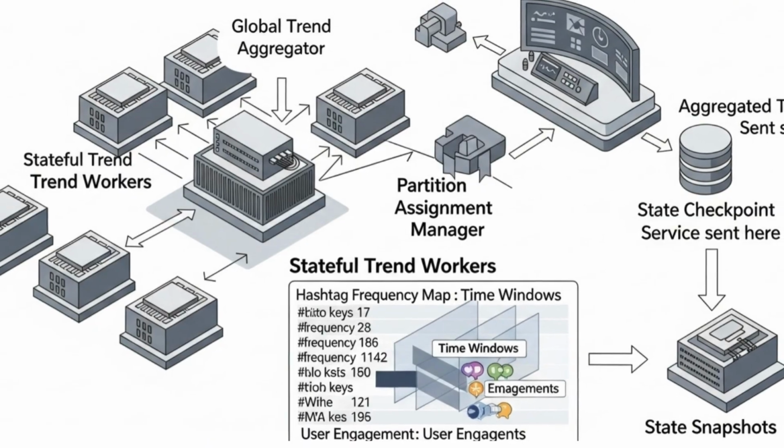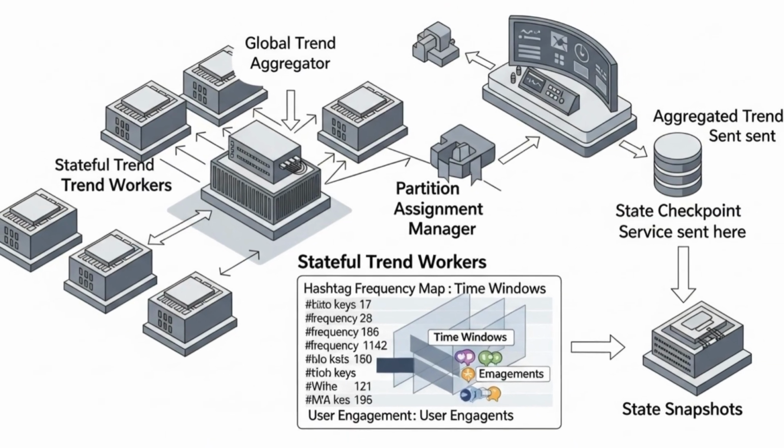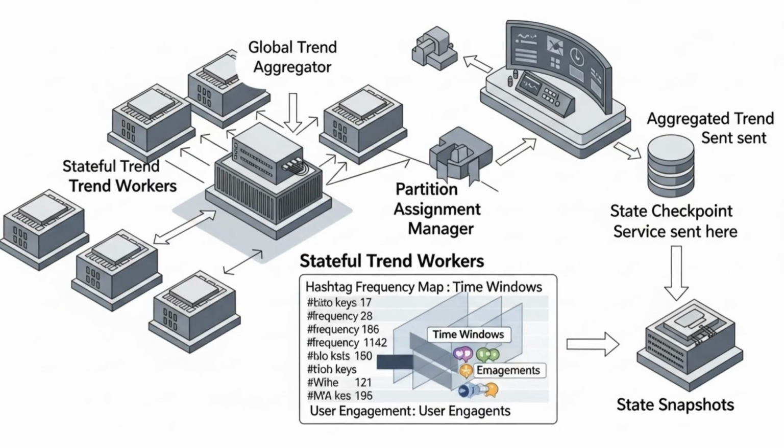Let's break down the components and state management within our trend analysis system. Our architecture consists of 4 key players: a partition assignment manager that dictates which worker gets which partition, the stateful trend workers themselves processing their assigned data, a state checkpoint service for persisting their state, and finally, a global trend aggregator to combine insights from all workers. Each trend worker is a sophisticated entity, maintaining crucial local state. This includes a hashtag frequency map for real-time counts, time windows for calculating velocity, and user engagement metrics to identify unique users. These workers move through distinct states.